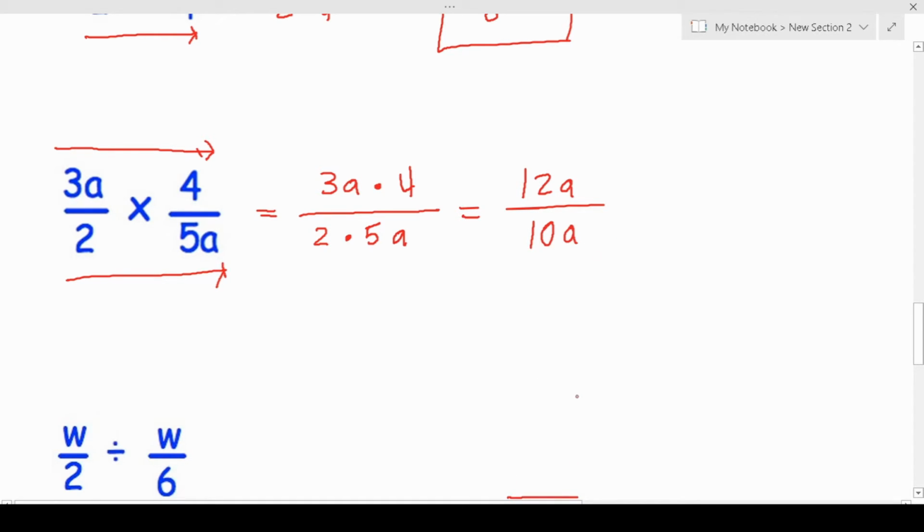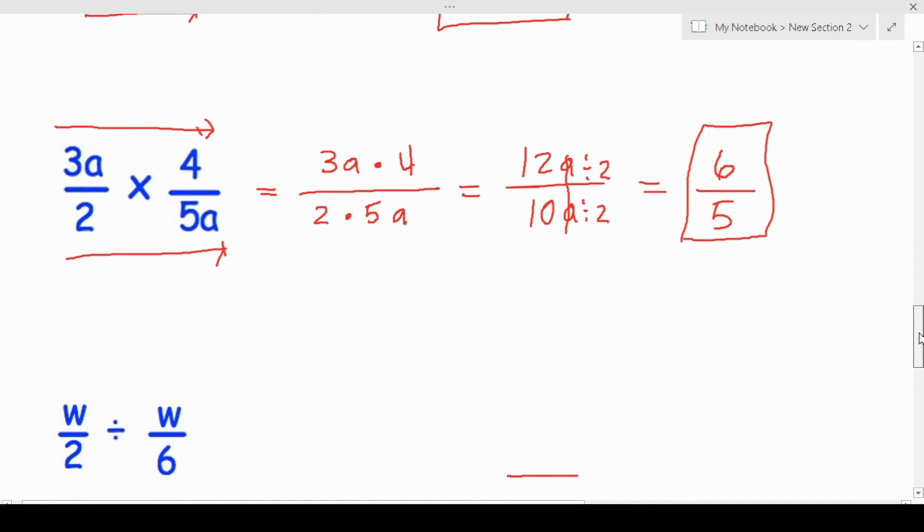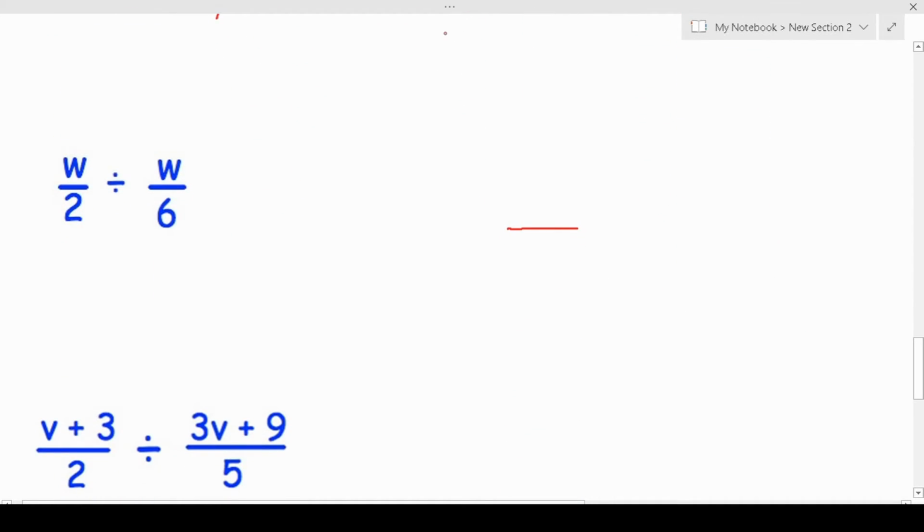In this case, we can cross out these a's, and then we could even reduce 12 and 10, since they're both divisible by a factor of 2. 12 divided by 2 is 6. 10 divided by 2 is 5. So in simplest terms, this algebraic fraction reduces to 6 over 5. Okay, so that's that one.